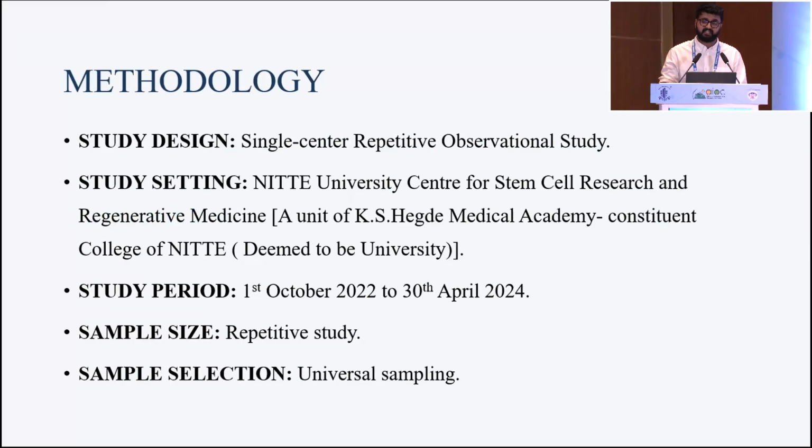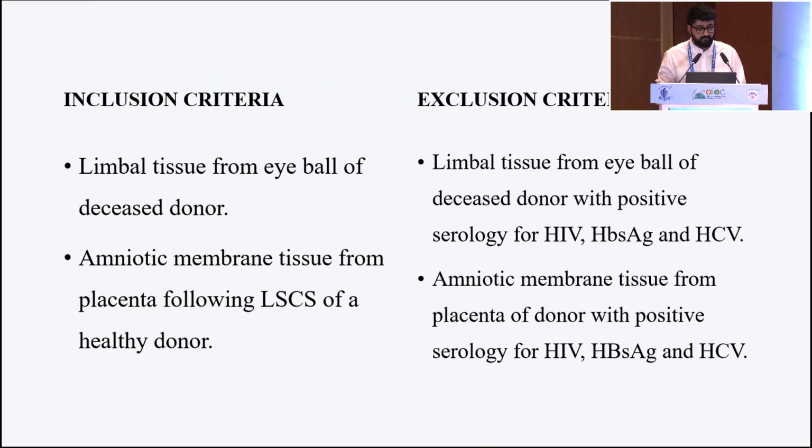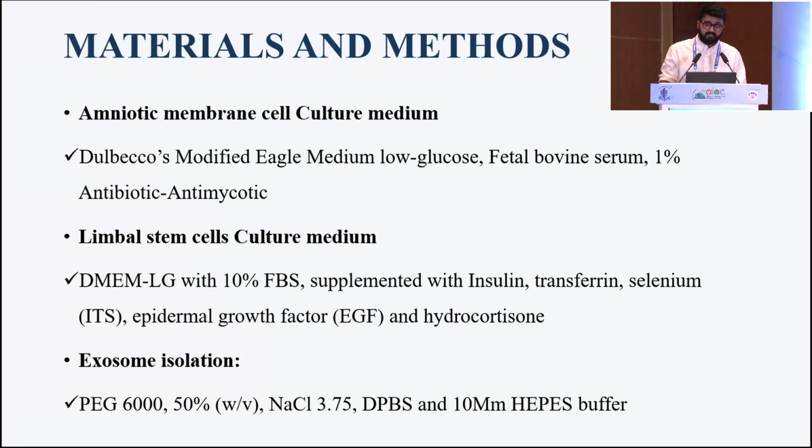The study was done in our stem cell research and regenerative medicine lab. The limbal tissue from the eyeball of a deceased donor and amniotic membrane tissue from the placenta following an elective LSCS of a healthy donor were used in our study. The above tissues, which tested positive for serology, were excluded from our study. As for amniotic membrane cell culture medium, we used Dulbecco's modified Eagle medium, low glucose, 10% fetal bovine serum, and also 1% antibiotic antimycotic solution.